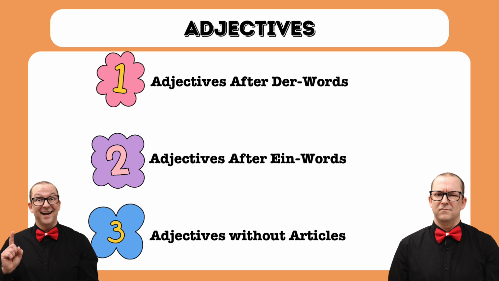Or it could be unpreceded, which doesn't mean that there's nothing in front of it, it just means that things that are in the der words category and things in the ein words category are not on that list. If this seems overwhelming, don't worry, most of the endings are either e or en, which makes it super easy for most of the time. The other ones will make sense in no time at all.